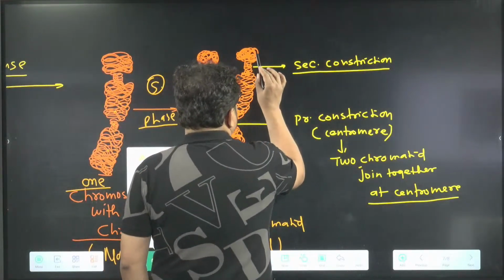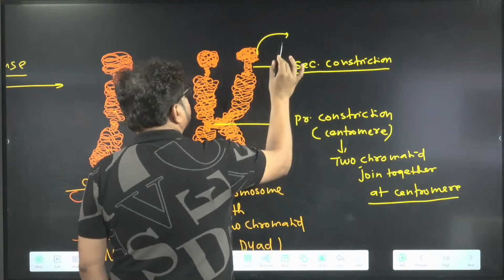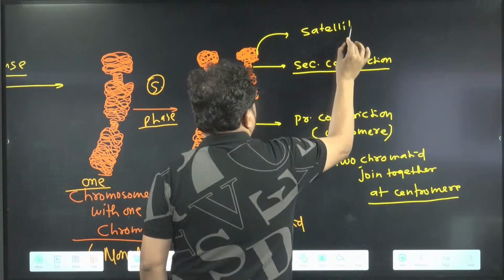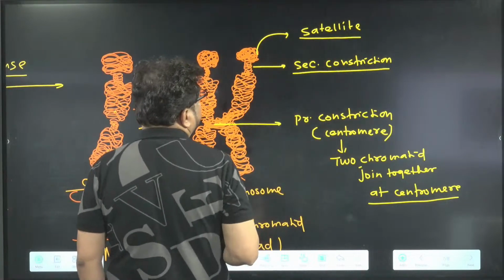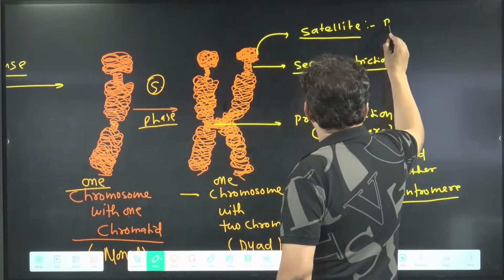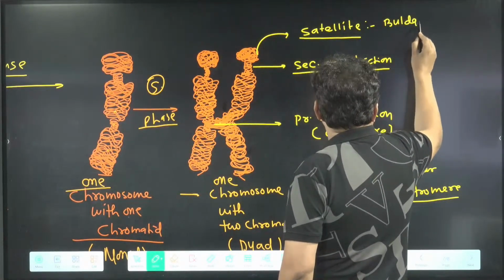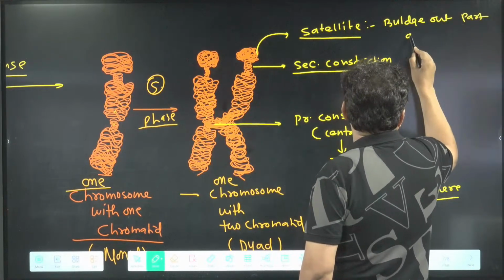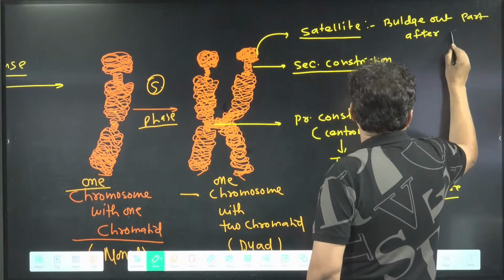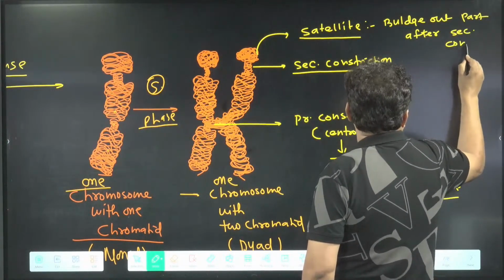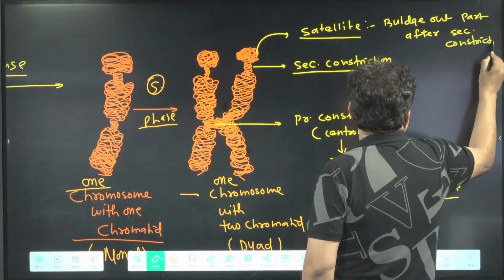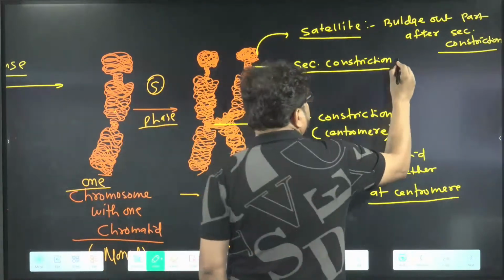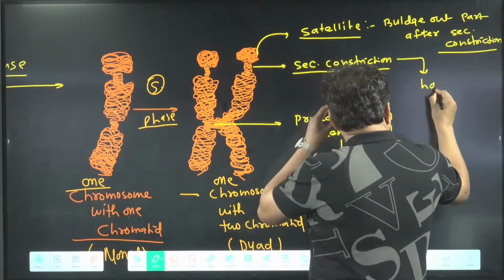Now try to understand. The bulge out region above the secondary constriction here is called satellite. Satellite. It is the bulge out part after secondary constriction. After secondary constriction. And secondary constriction has a fixed location.